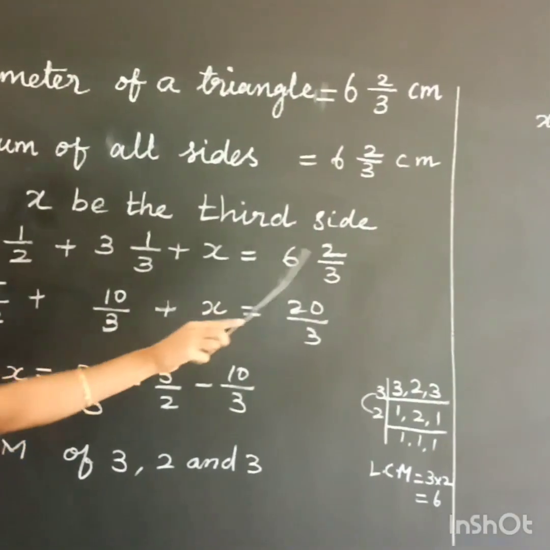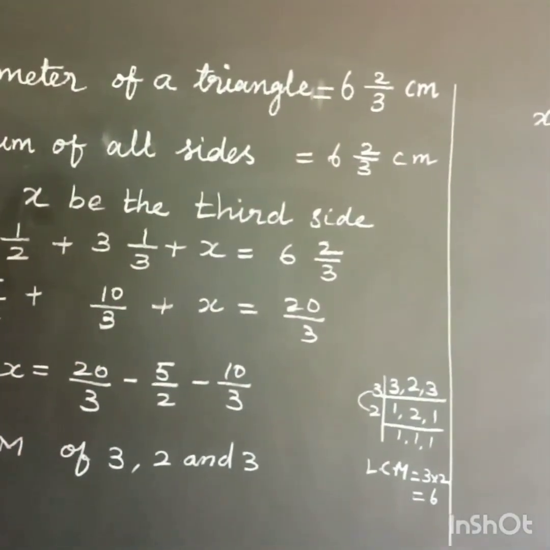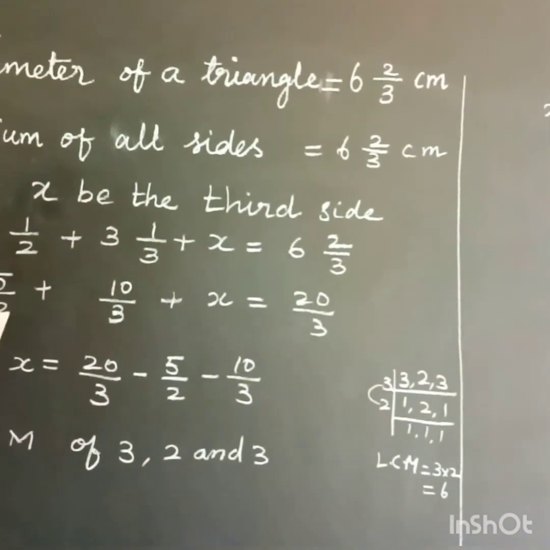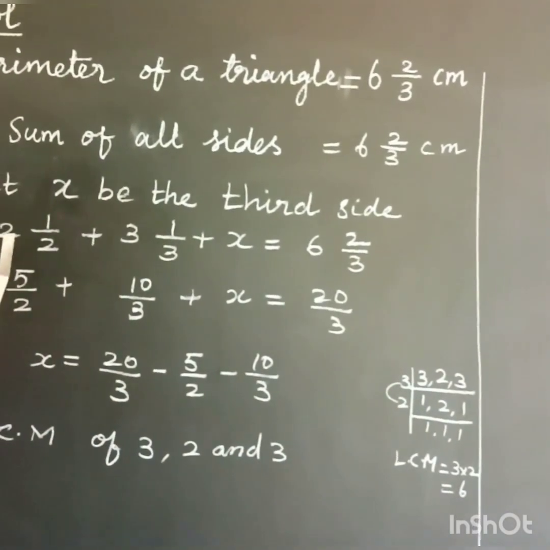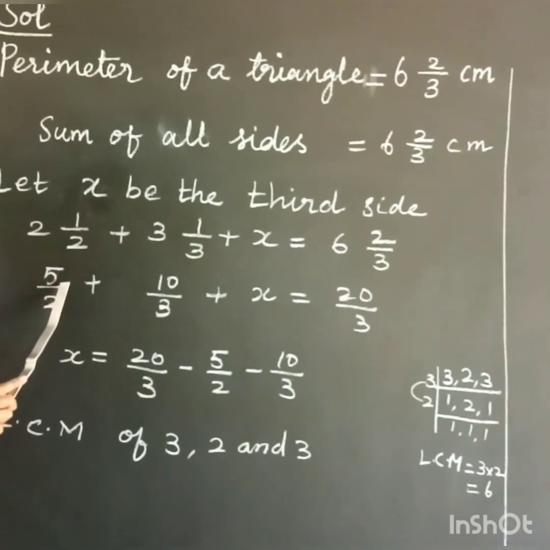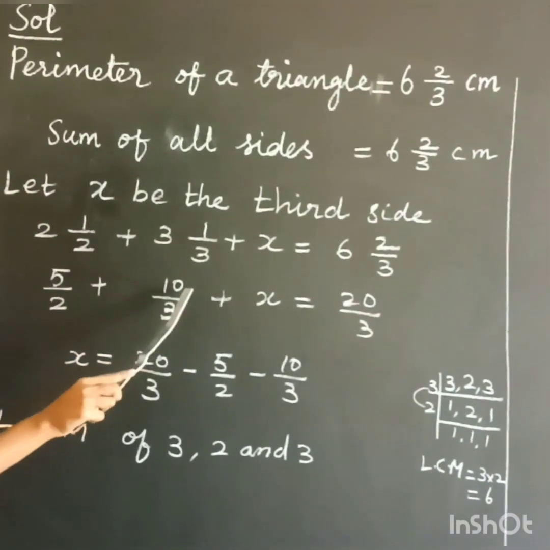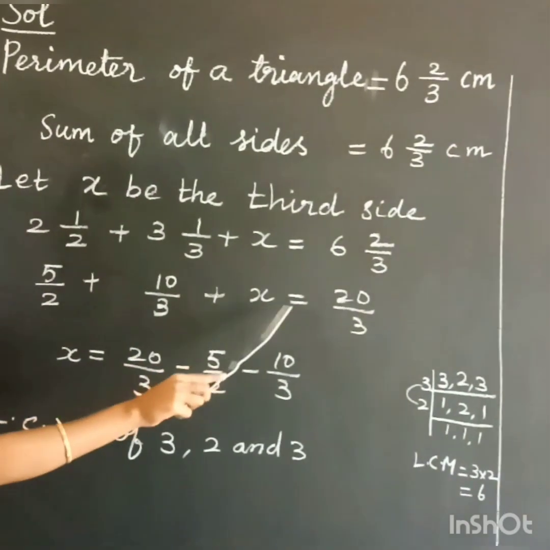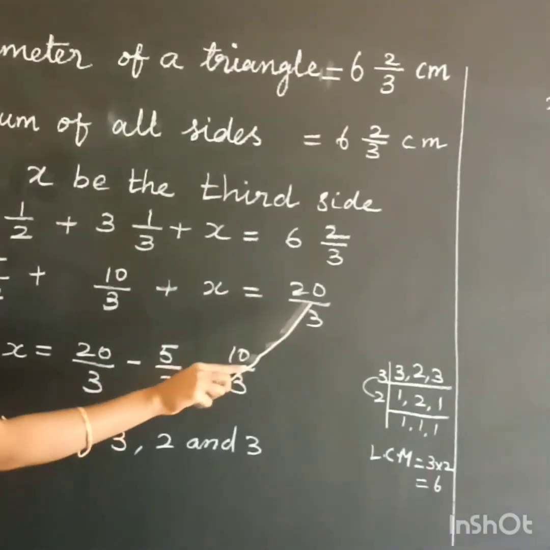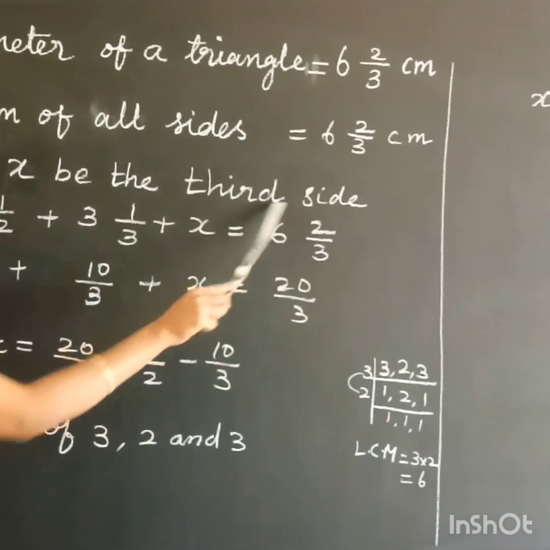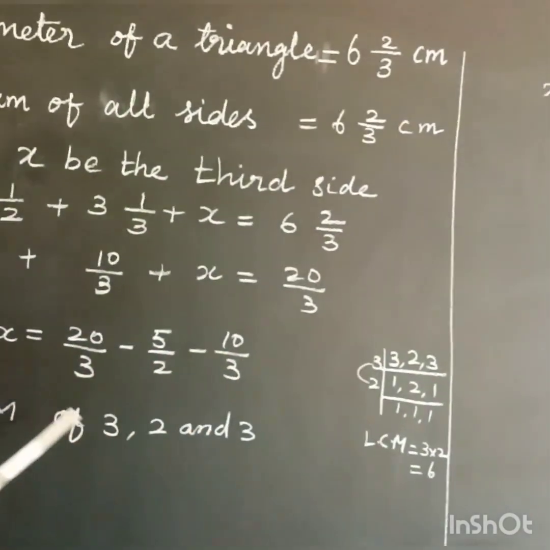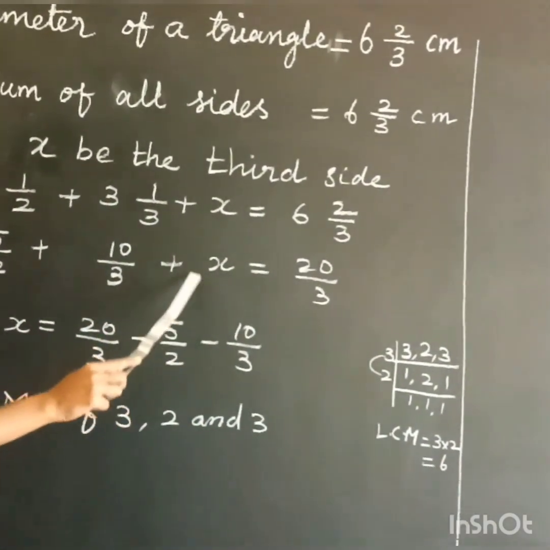See, all these mixed fractions we converted into improper fractions in the previous step, isn't it? We apply the values here. What is 2 1/2? We get 5 divided by 2, plus 3 1/3 we get 10 divided by 3, and the third side x equal to 20 divided by 3. That is your mixed fraction answer. And then we have to find only the third side.